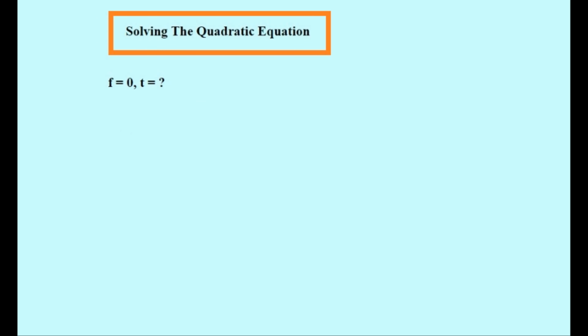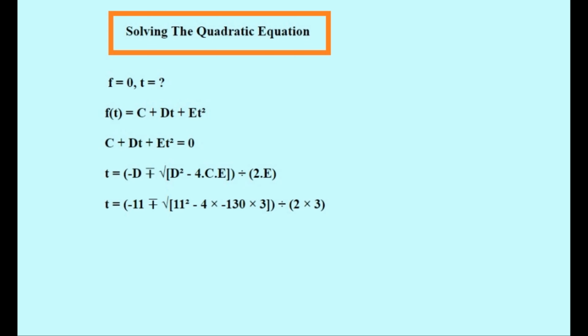And now to solve this quadratic function f for t. We write down the function we'll be using to solve it. We'll set it equal to 0. And these are the two values for t using the quadratic equation formula. And then we substitute the values for c, d and e into this formula. And so here are the two solutions for t.